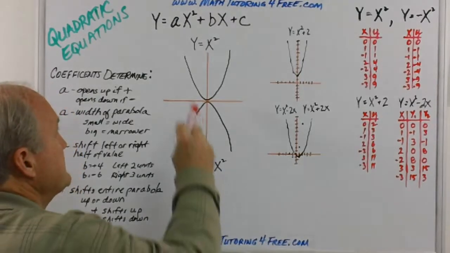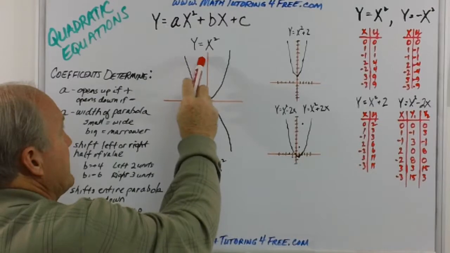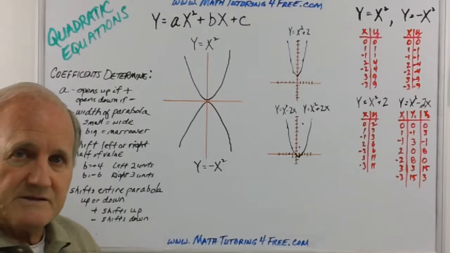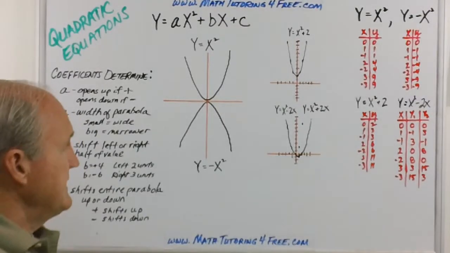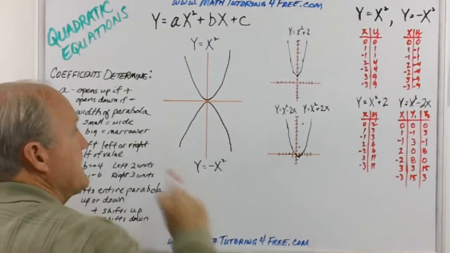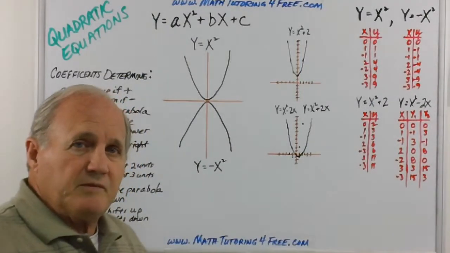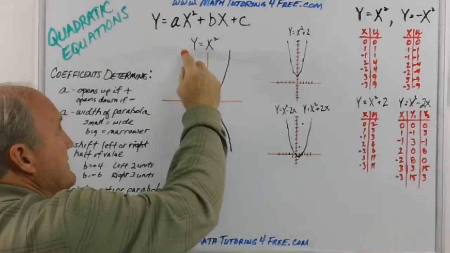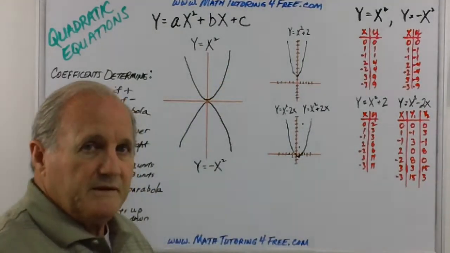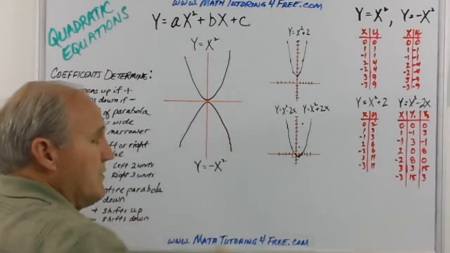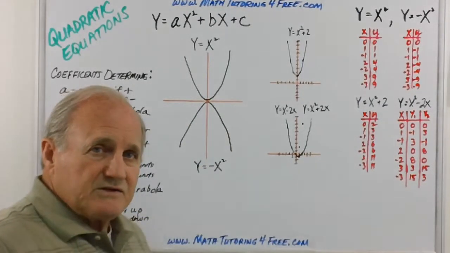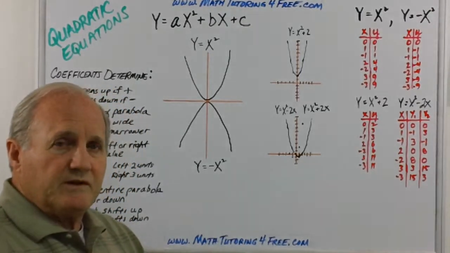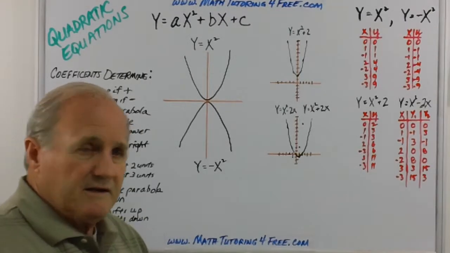The first thing, if we look at this first example here, I eliminated the bx and c just so that we can understand what the impact of A is. When we look at the equation, we can tell right away, does it open up or open down based on the value of A. If A is positive, then the parabola will open up. If A is negative, it will open down. That's simple.